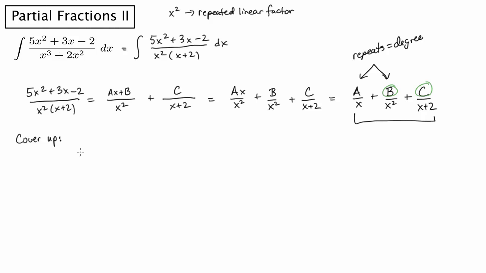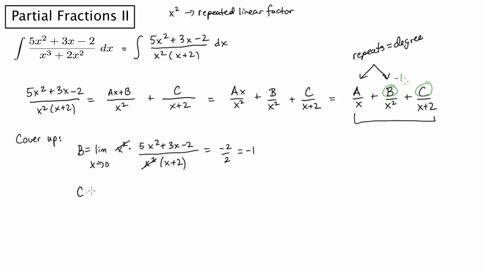In order to find b, b would be the limit as x goes to 0 of x squared, the full factor, times the fraction itself. And then I'm going to divide through by the denominator here. Go ahead and do our cancellation, and then take the limit and evaluate at 0. And if you evaluate at 0, you should get negative 2 over 2 or negative 1. So that means the value of b is negative 1.